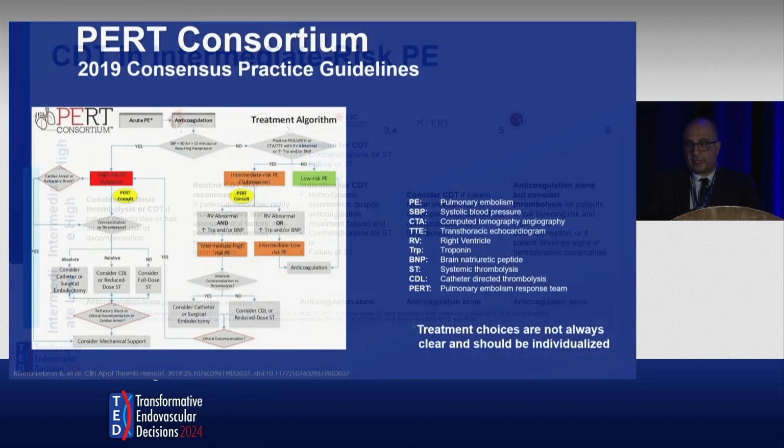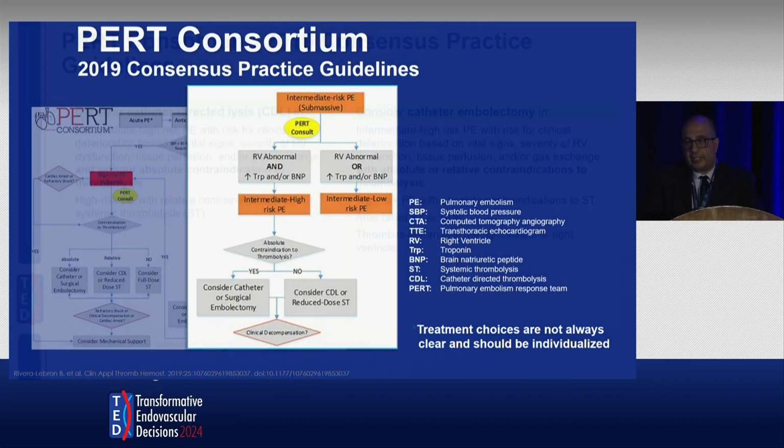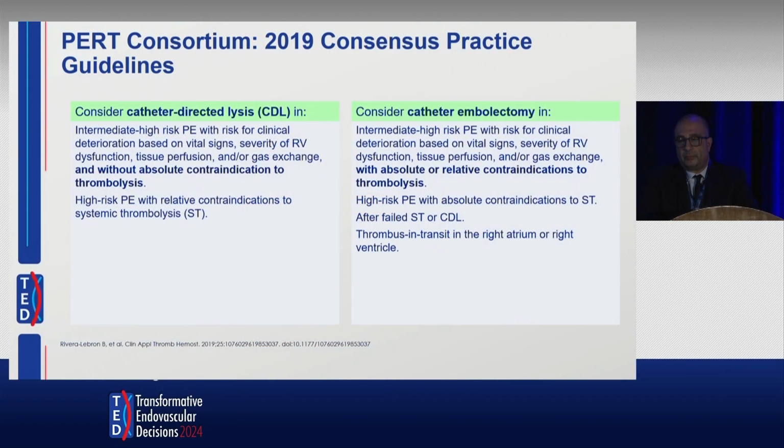So what are the current recommendations right now from the PERT consortium? Consider catheter-directed thrombolysis if you have intermediate high-risk PE with risk for clinical deterioration based on the vital signs, severity, or the RV dysfunction without absolute contraindication to thrombolysis. Consider catheter embolectomy if there is absolute or relative contraindication to thrombolysis or there is failure of thrombolysis.